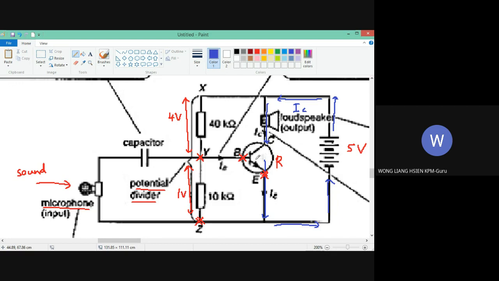Okay, and of course there are also other more complicated electronic circuits that can make the sound clearer and also add a lot of different effects to the sound, like putting in effects and so on. Okay, so this is the application for the transistor as a current amplifier.